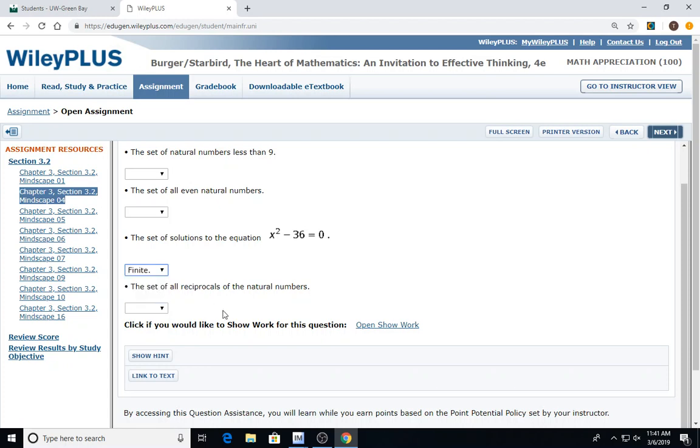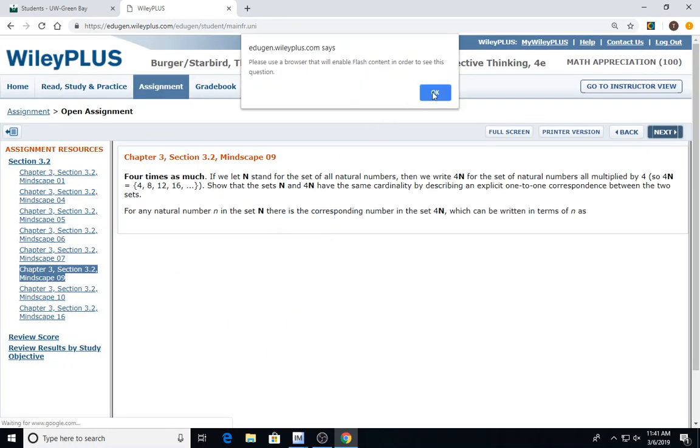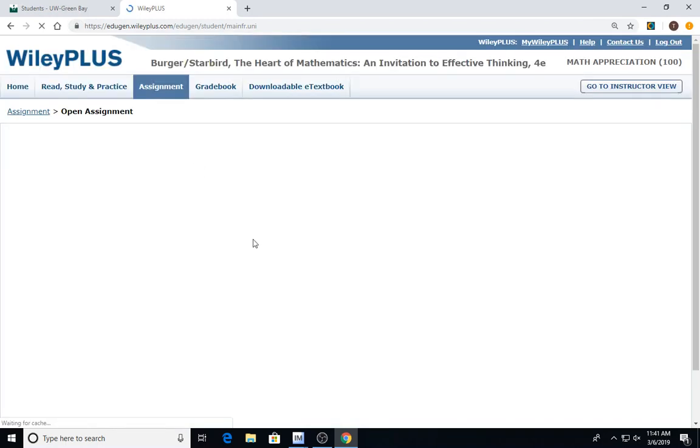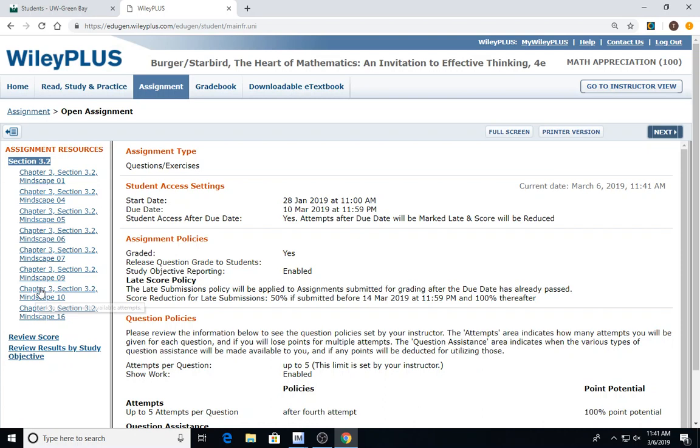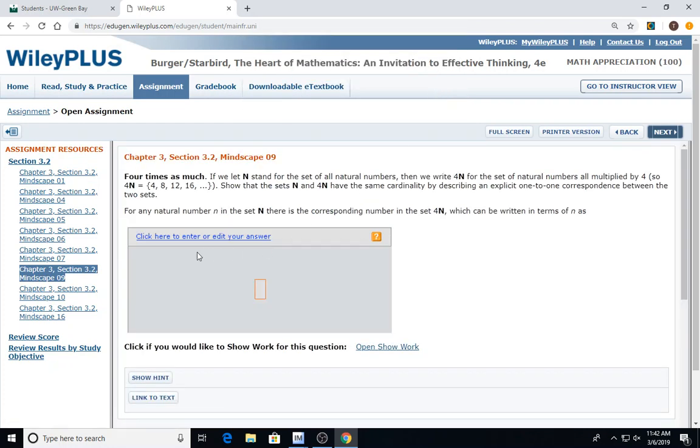And then there was the chapter 9, the Mindscape 9. Yeah, that's the same one, I think. So I believe we all have a different problem for Mindscape 9. As long as they got the basic. I can't use the browser here, can I? Oh, yeah, that's working okay. So mine is multiples of 4.